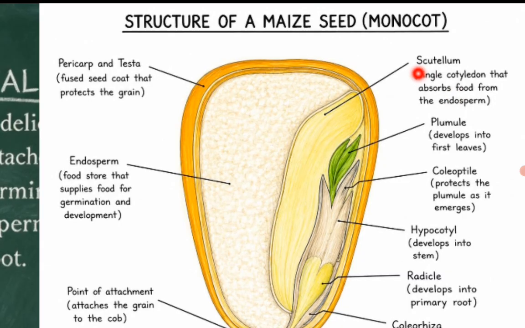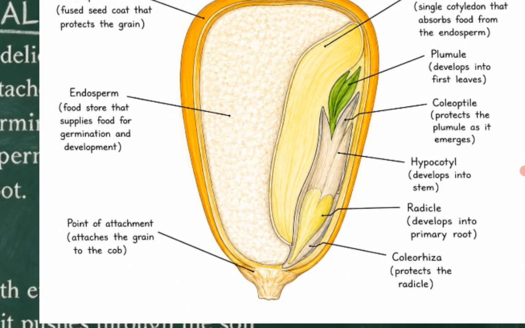And then we have a scutellum, which is a single cotyledon that absorbs food from the endosperm. So this is used for absorbing food from the endosperm. And then we have a plumule. Plumule develops into the first leaves of the maize seed during germination.